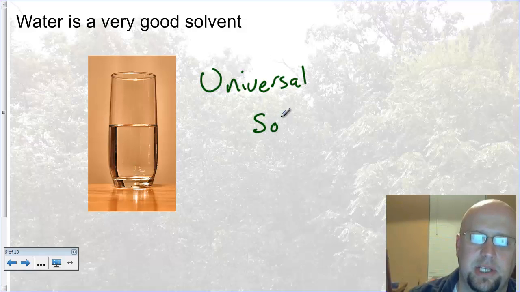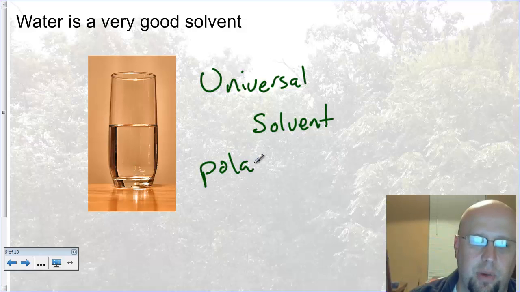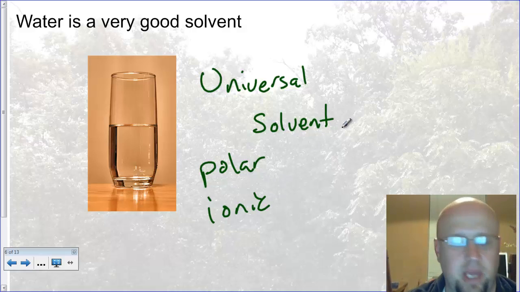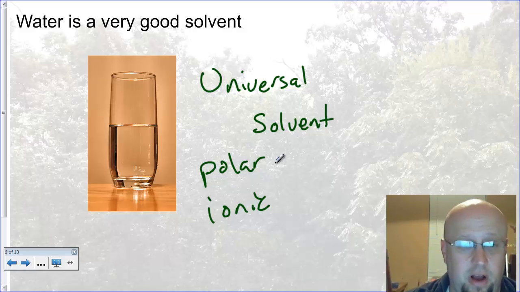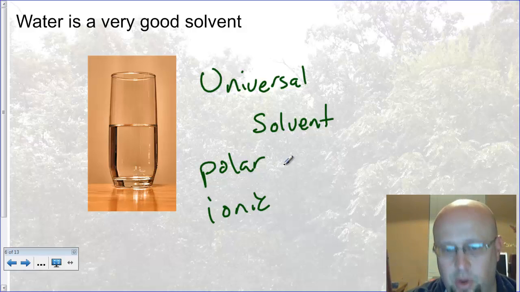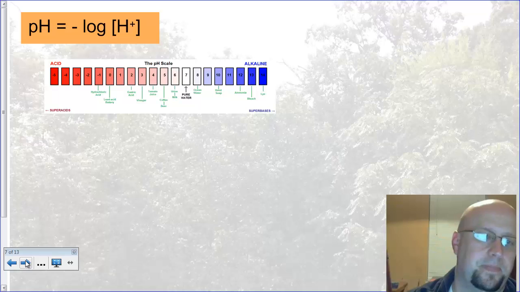Now, when we say that something is universal, it means that it should apply to just about everything. That's not true. Water obviously won't dissolve everything, but it dissolves most polar compounds and pretty much any ionic compound to one degree or another. And if you take AP Chem, we'll talk a little bit about solubility. But that's a lot of stuff. There's very few other things that will dissolve that many things in them. Okay, so that's going to make water the universal solvent.